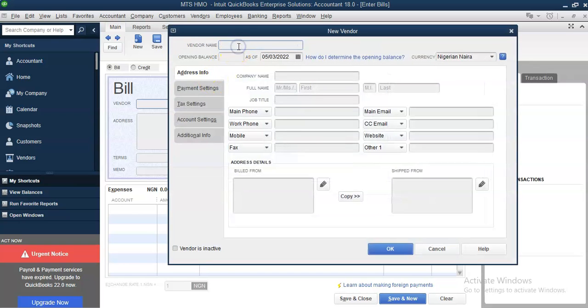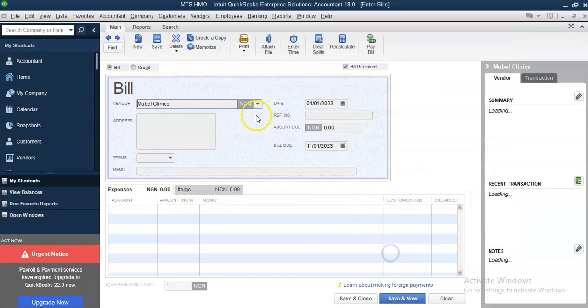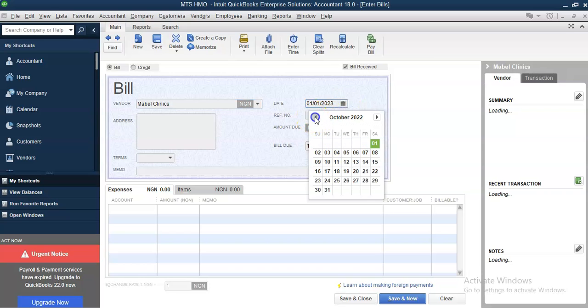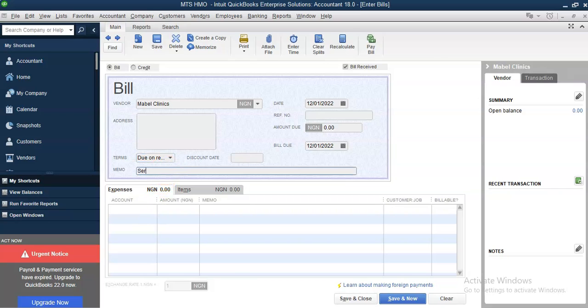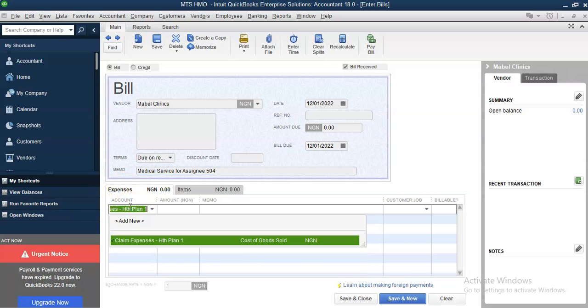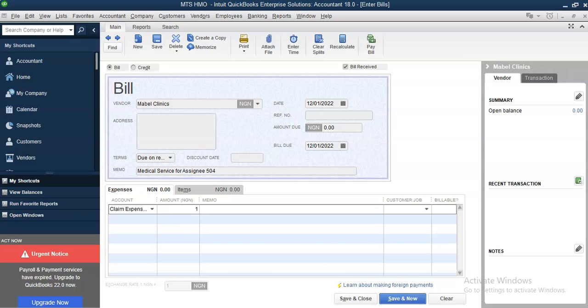So when you come to your enter bills, you select that vendor. So let me say Mabel Clinics. Alright, so they brought a bill for us. So this is what we have on the bill. Medical service for assignee 504. Then this goes to your claim expenses account directly. They put the amount 141,500. That is the amount spent for this particular assignee. Then we can go ahead and save and close.